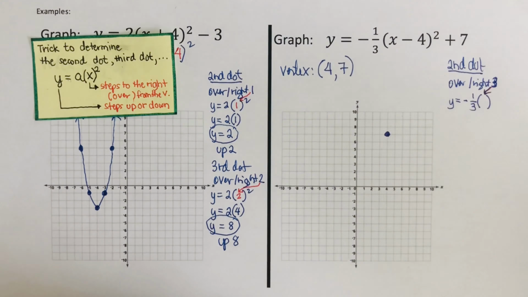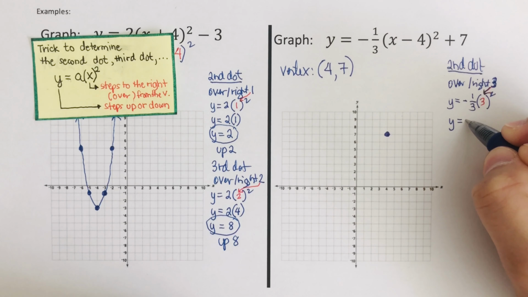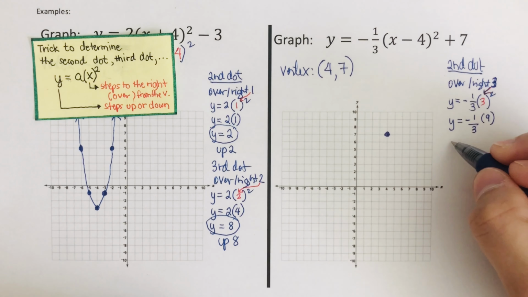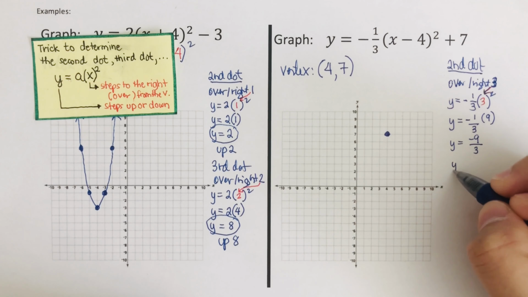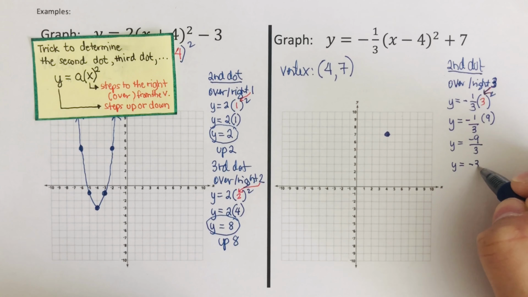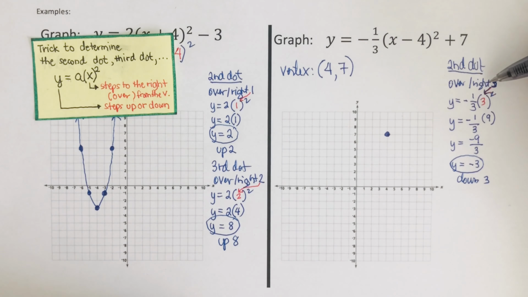So this is x squared. I will put the 3 here. Then we write y equals negative 1 over 3 times 3 squared, which is 9. So we come up with negative 9 over 3. So then y is equal to negative 3. So we don't get a decimal. That means we go down 3. So that means over or right 3, down 3.